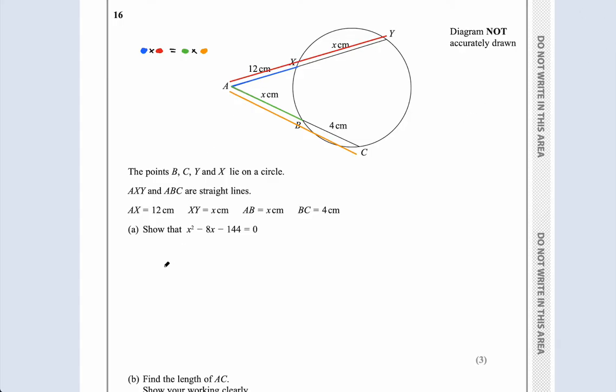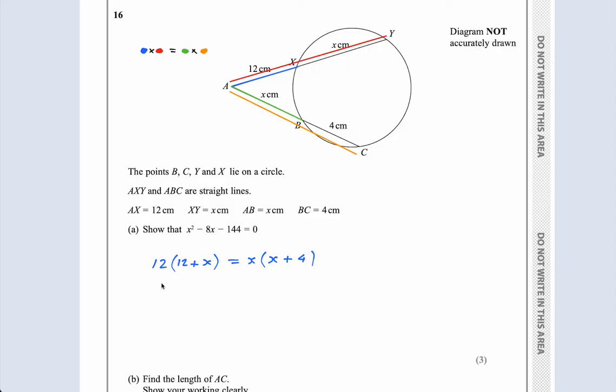Okay, so let's do that, because it's saying show that all of this. So that looks confusing. Like, hang on, how is he going to get this? But all I see is a second theorem. Let's just apply this rule. So it's 12, because the blue length is 12, times the red length. The red length is 12 plus x. So it's 12 times 12 plus x equals the green length, which is x, times x plus 4.